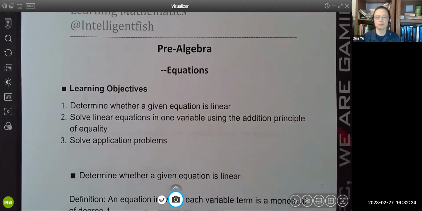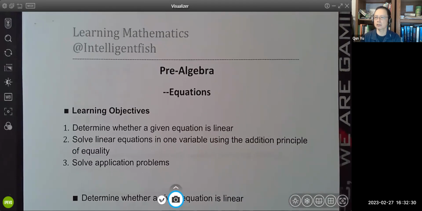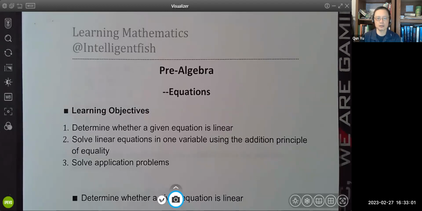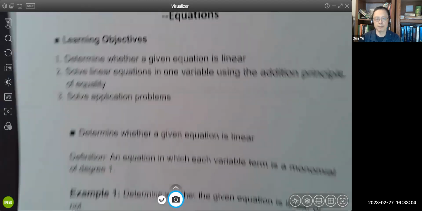In this video, we are going to look at three learning objectives. First, we are going to look at whether a given equation is a linear equation or not. And the second one is we are going to use the addition principle to solve a one variable linear equation. And then finally, we are going to look at some application problems by setting up a one variable linear equation to solve. Okay, let's look at these learning objectives one by one.